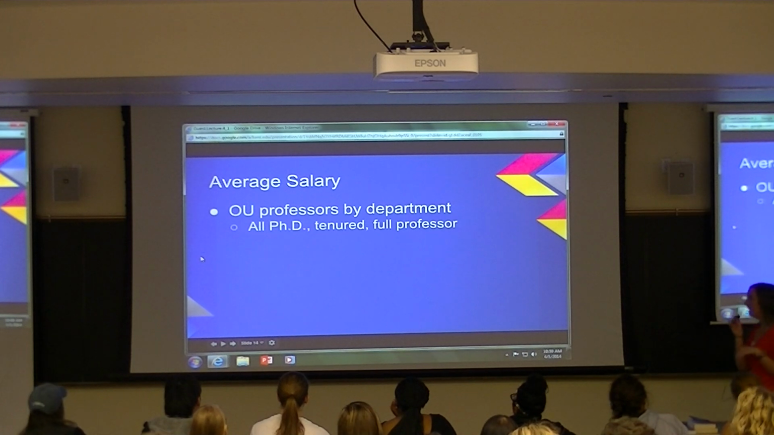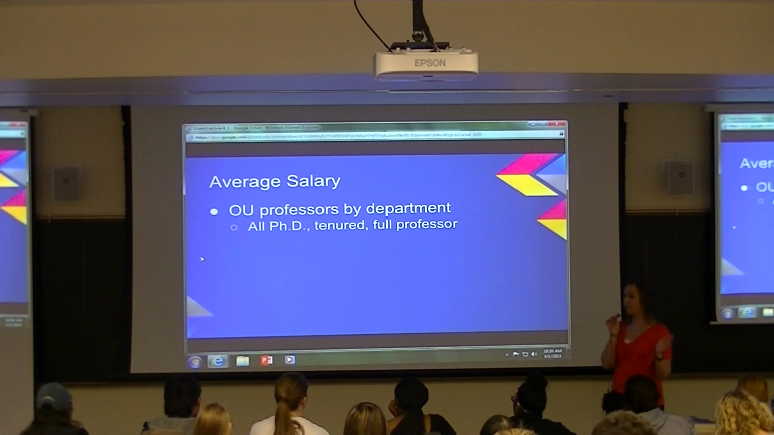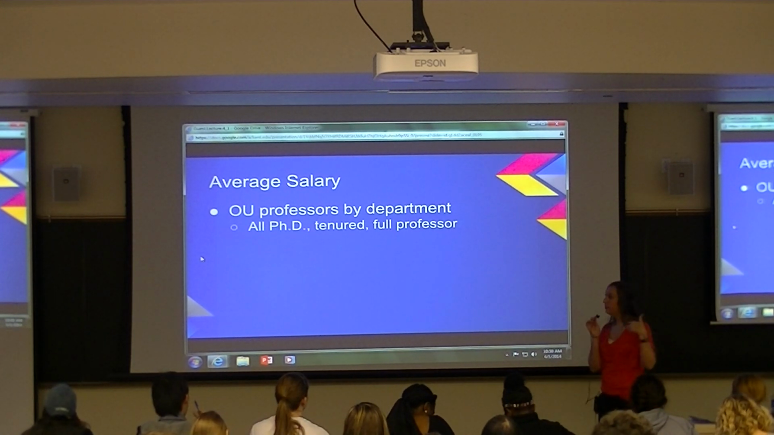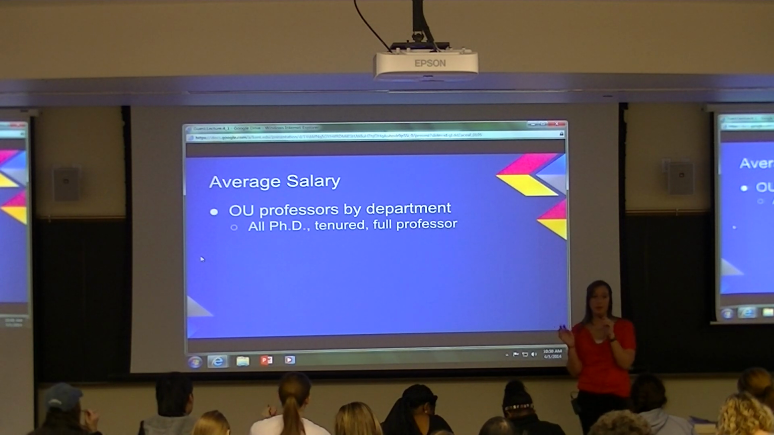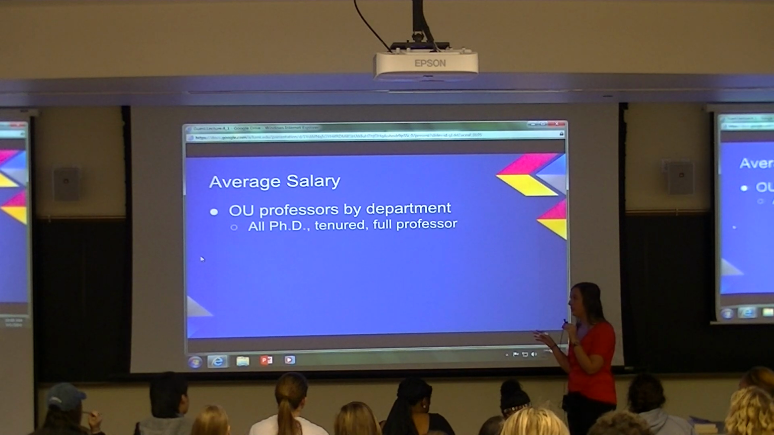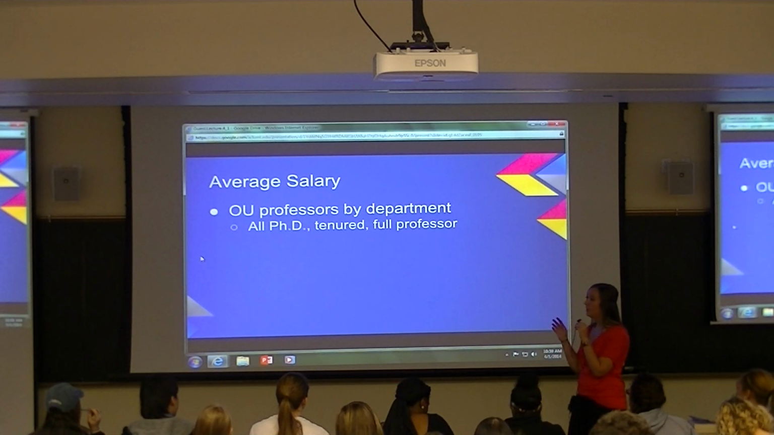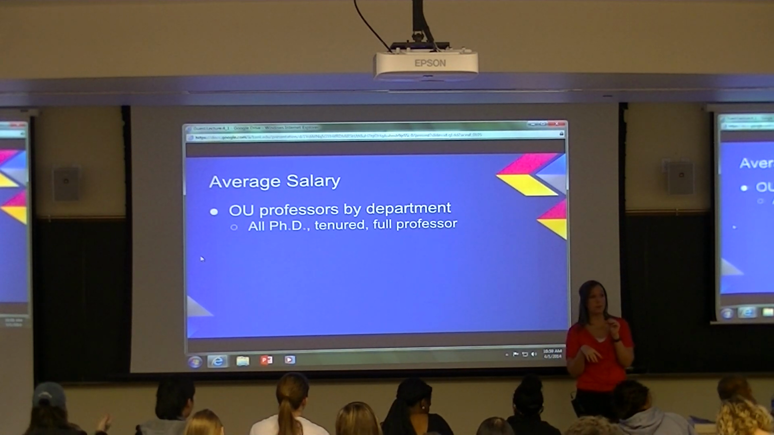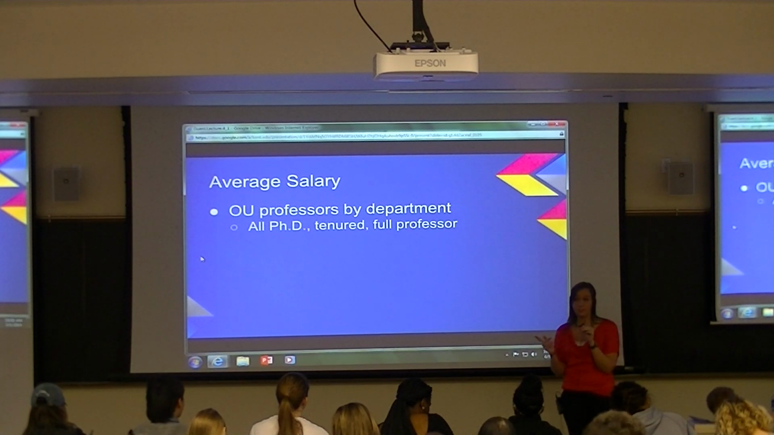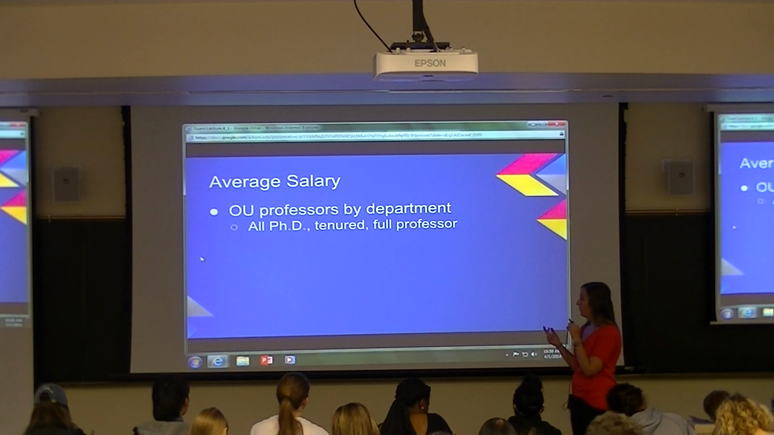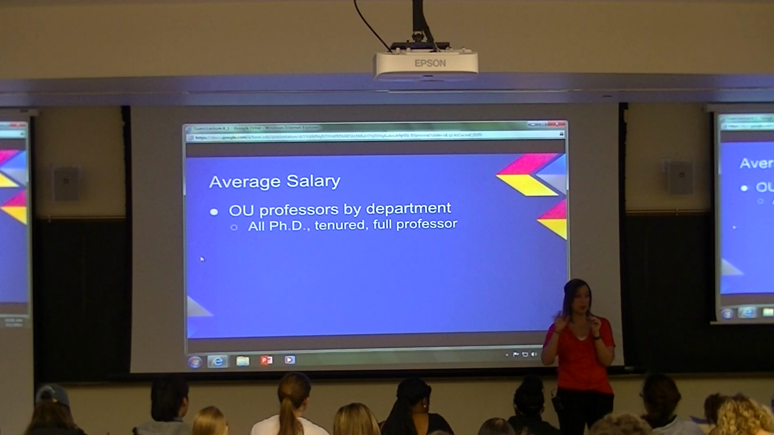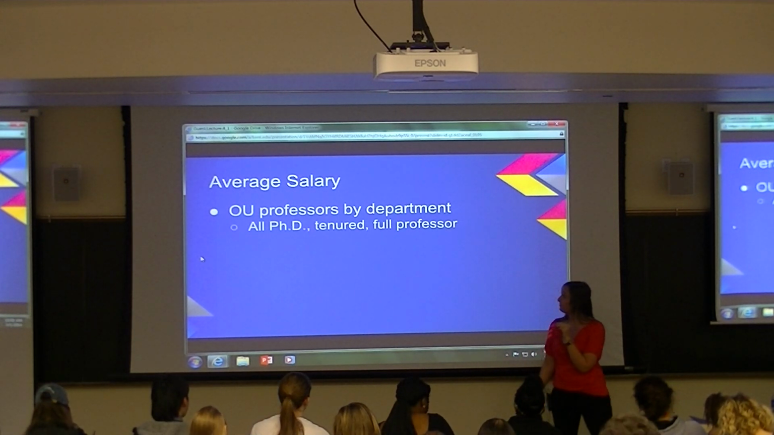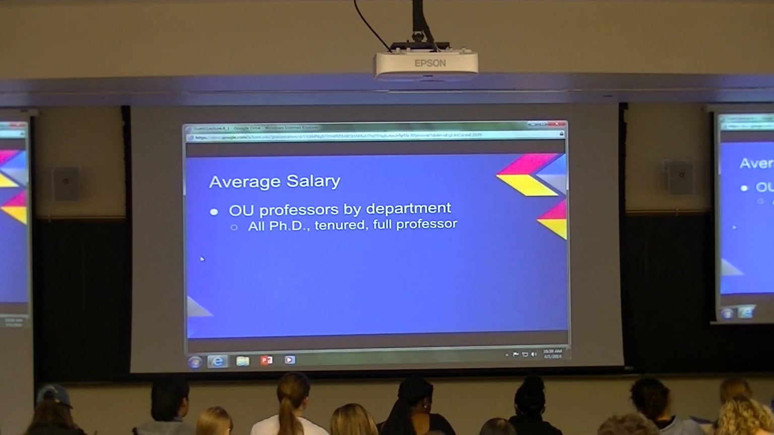Okay, so now we're going to play a game where you don't necessarily have to raise your hand, just holler out a number, and everyone can do it all at once. We're going to guess how much OU professors make by department. These are all just professors on our campus. They all have their PhD, so this will help you guess numbers. They're all tenured, which means they have a really good contract through the school, the top professors of their department. So we're all going to guess. Just throw a number out at me.